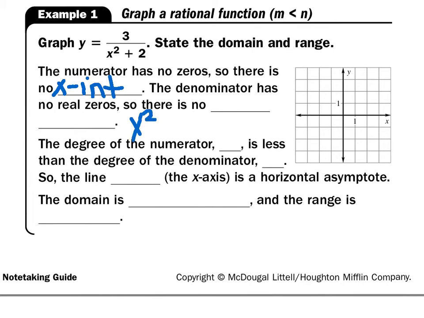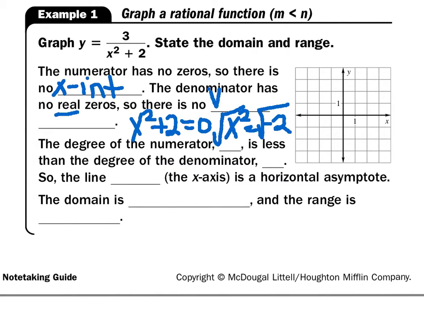So x squared plus 2 equals 0. Let's set it equal to 0. Subtract 2 from each side, so we have x squared equals negative 2. Now we have a problem, don't we? When we try to take the square root of that to solve for x, we get an imaginary number. It has to be a real number. So there are no real zeros, and that means there are no vertical asymptotes.